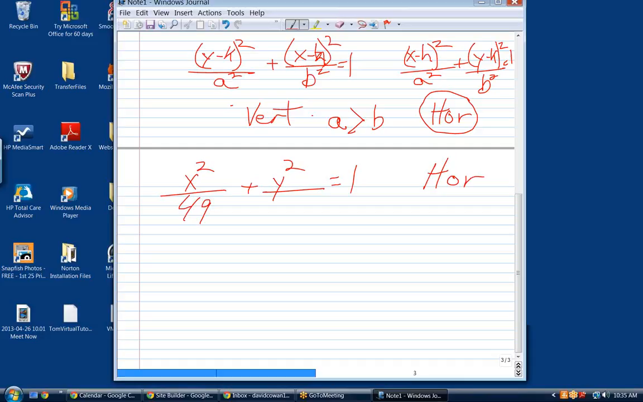Okay, so they want us to draw an ellipse. Let's start with H. H is 0. K is 0. A is 7, B is 1. And C, which is the distance to the focus, is what?